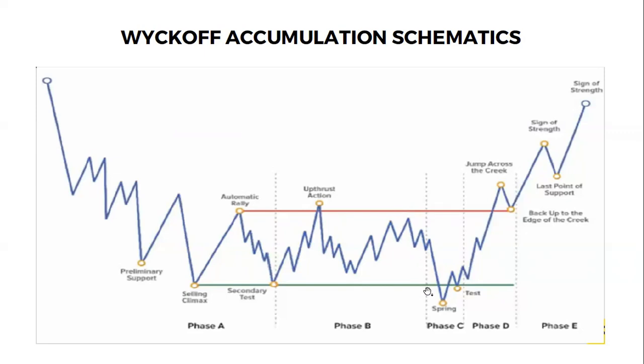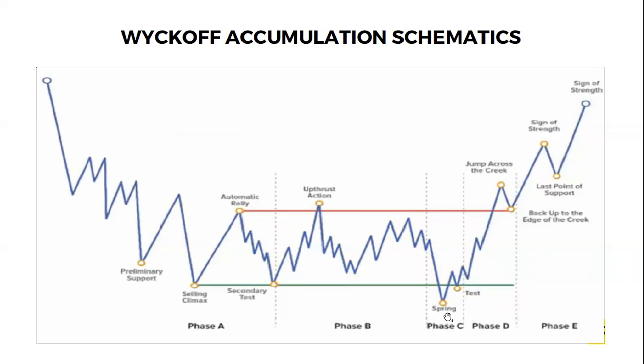Now in this particular phase, in a spring in phase C, they will try to test below the selling climax levels to test whether there are sellers out there. If there are sellers, the market will go down from these levels, but no, they'll create a spring right here. What is a spring? I'll teach you with a practical example. You just have to understand.